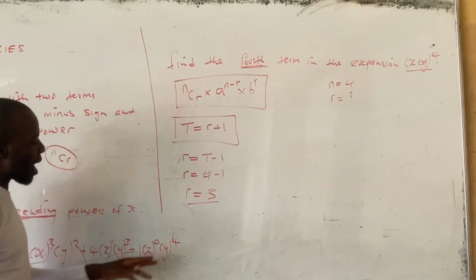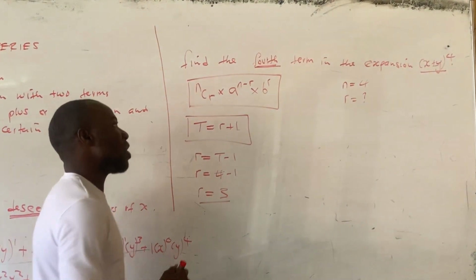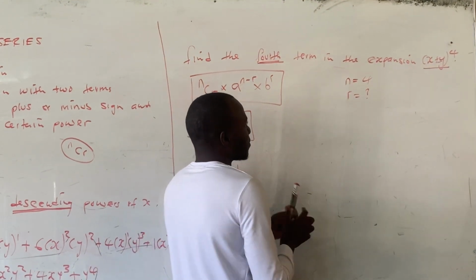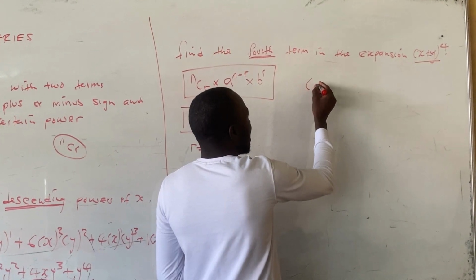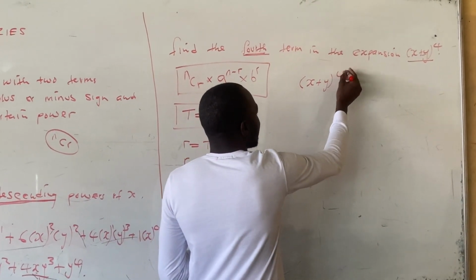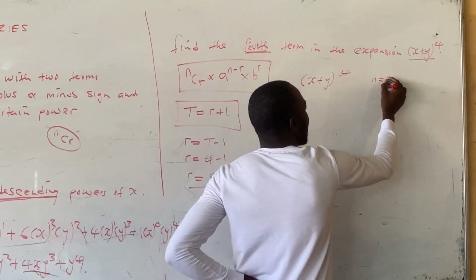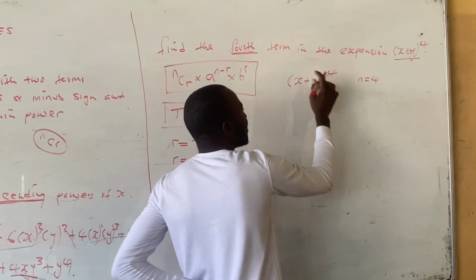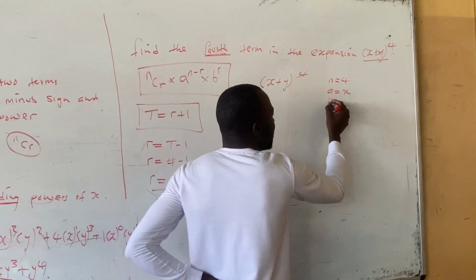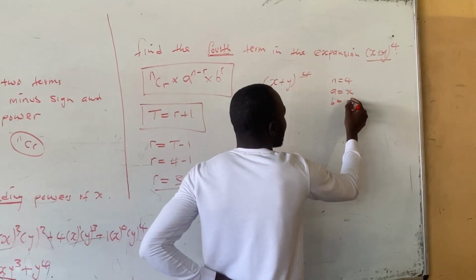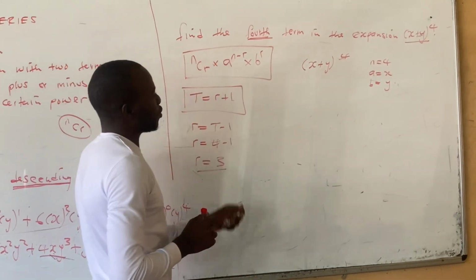Since we know r, we can come back to this formula and substitute. Let us write the expression which we are using: x plus y raised to the power 4. In this case, n is the power, which is 4. Then a is the first term, so a is equal to x. Then b is the second term, which is y. Now we can come here and substitute.